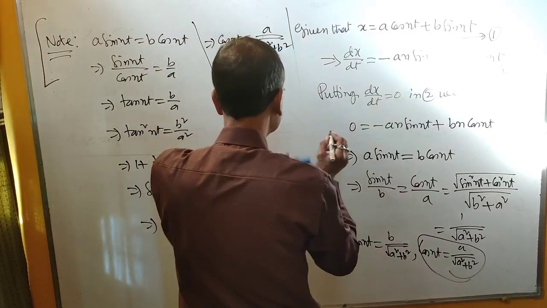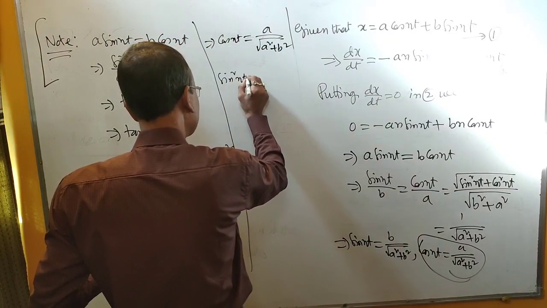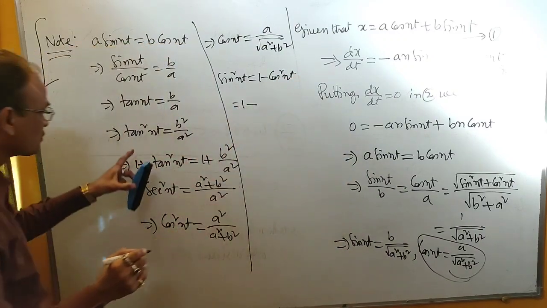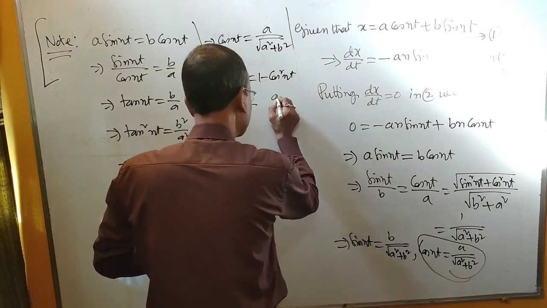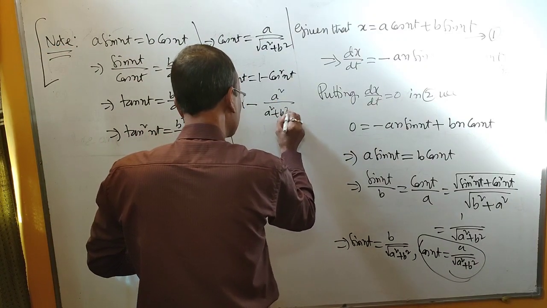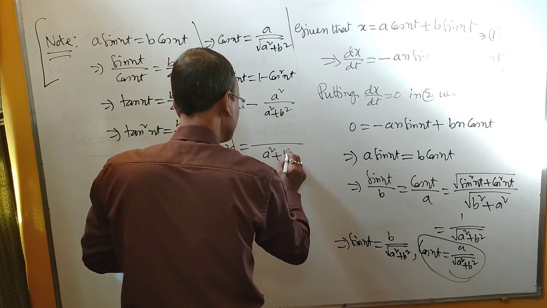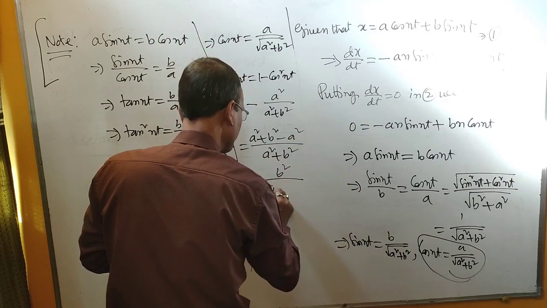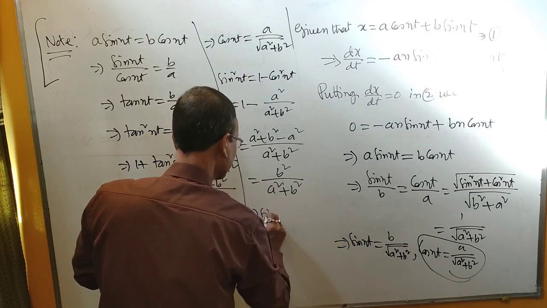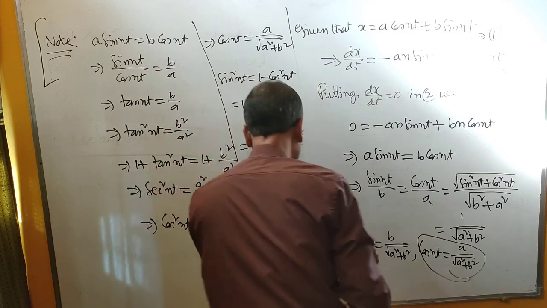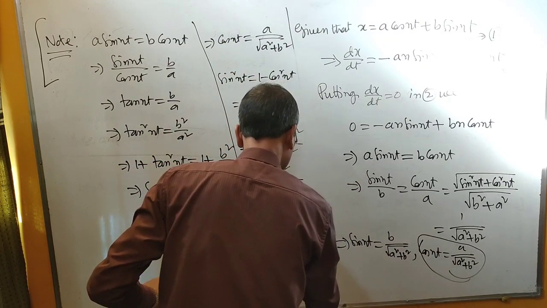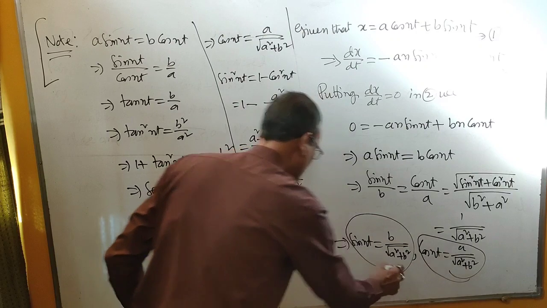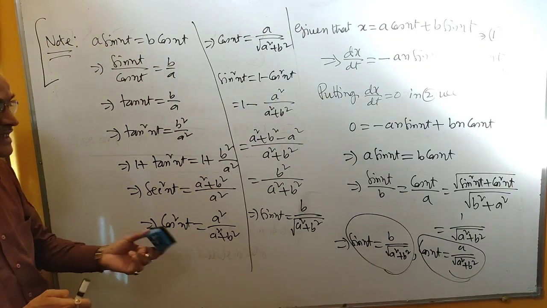Sin square n t is equal to 1 minus cos square n t. This is equal to 1 minus, what is cos square n t, A square divided by A square plus B square. This is equal to A square plus B square minus A square, divided by A square plus B square, which is B square divided by A square plus B square. This means sin n t equals B divided by root over A square plus B square. You may find the values of cos n t and sin n t in this way also.